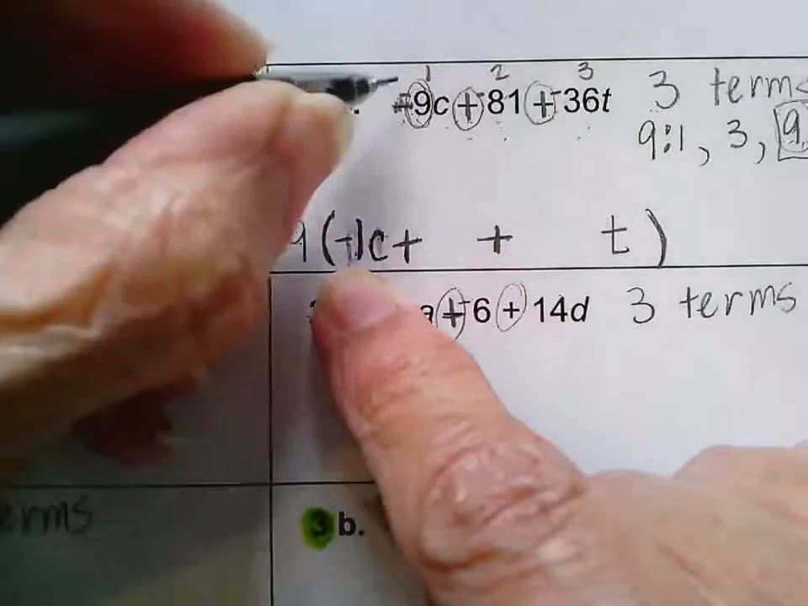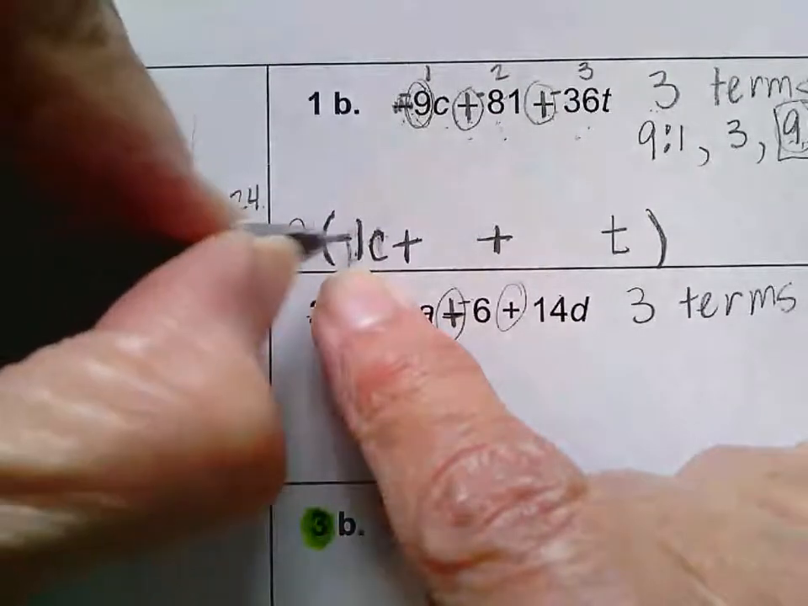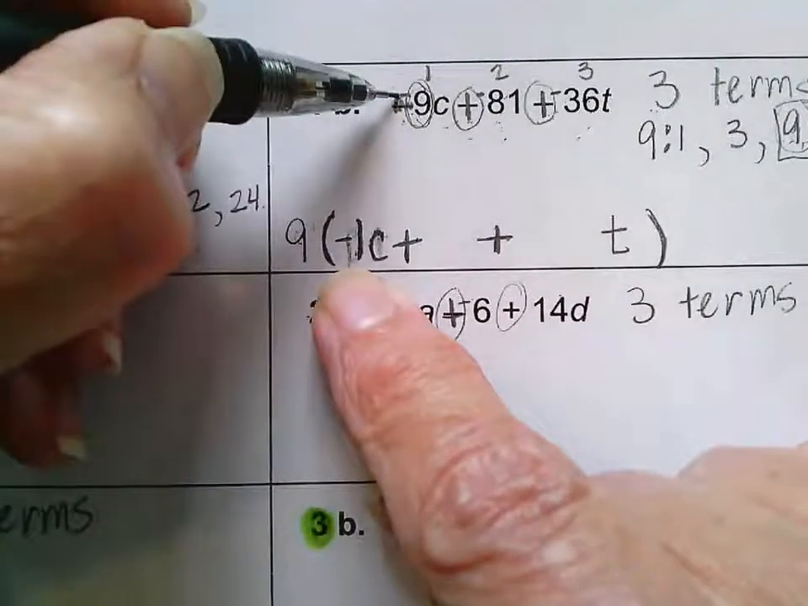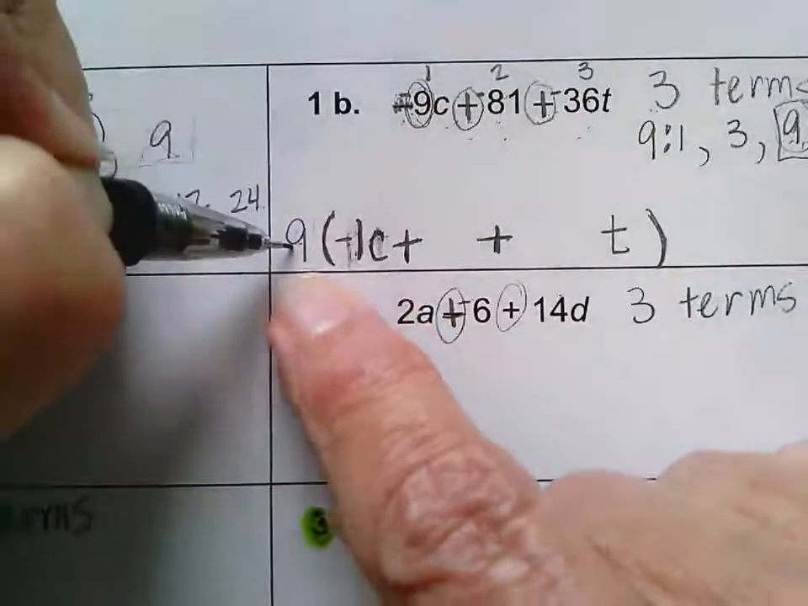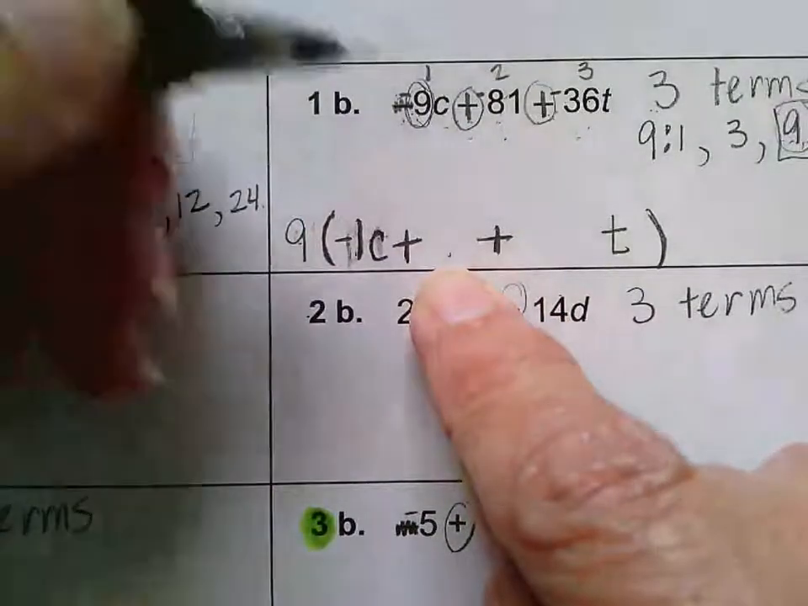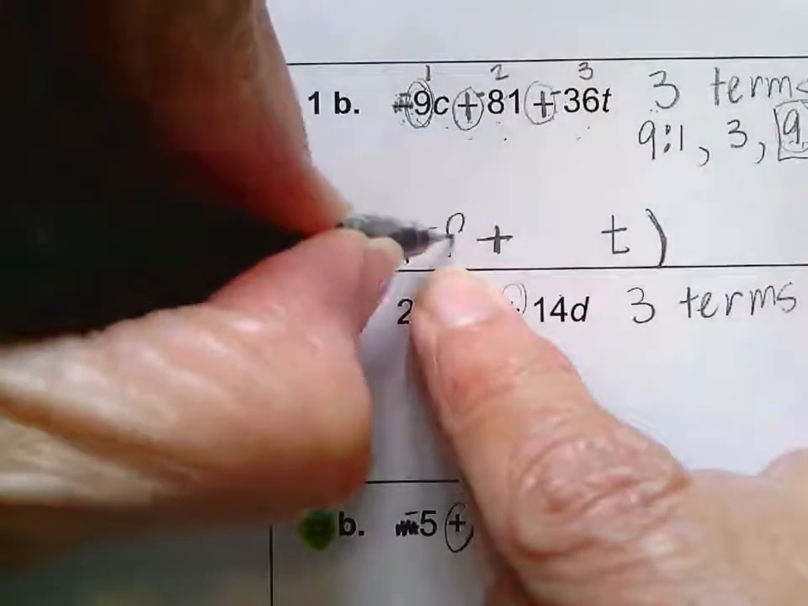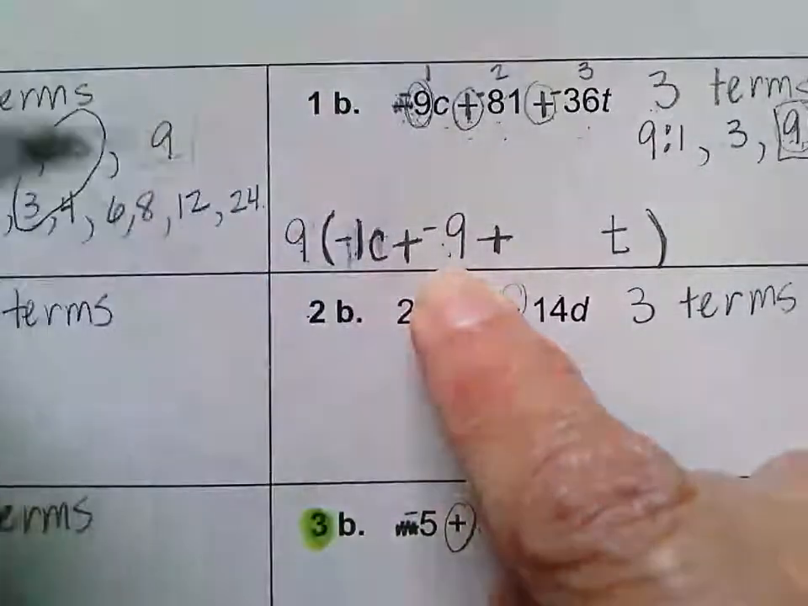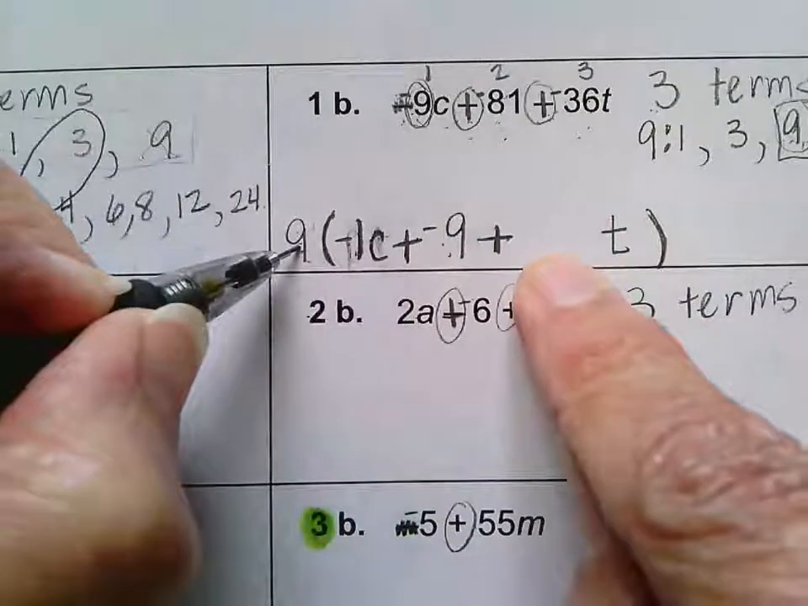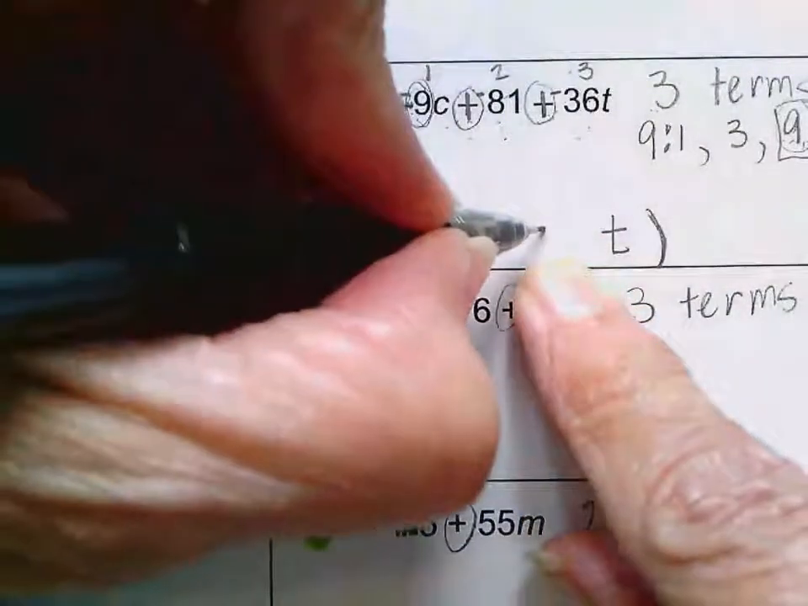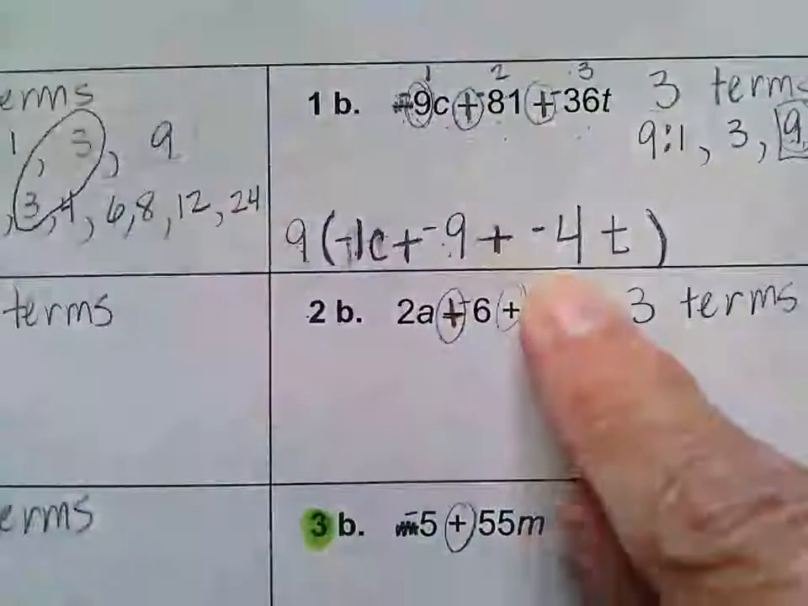Positive times a negative is a negative. Remember, when signs are different and you're multiplying, it's always going to be a negative. 9 times what number is going to give me negative 81? Well, that's going to be a negative 9. Negative 9 times negative 9 is negative 81. 9 times what is going to give me a negative 36? Well, that's going to be a negative 4.